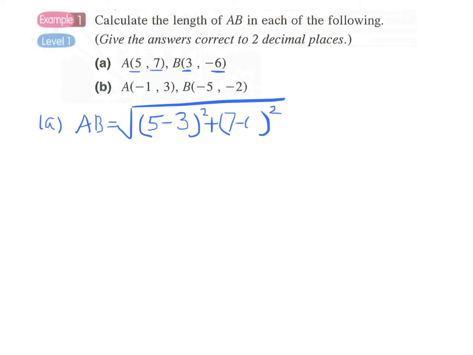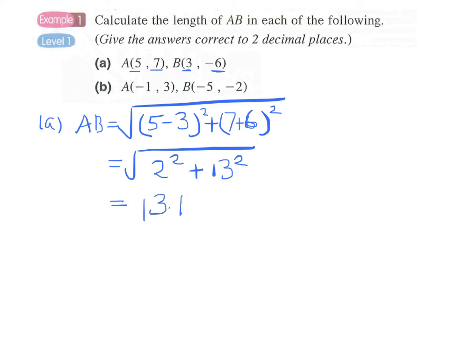We can do it mentally. 7 minus the negative of 6 will be 7 plus 6. And this is the square of 2. And this is the square of 13. And by using our calculator, the answer is 13.15 units.